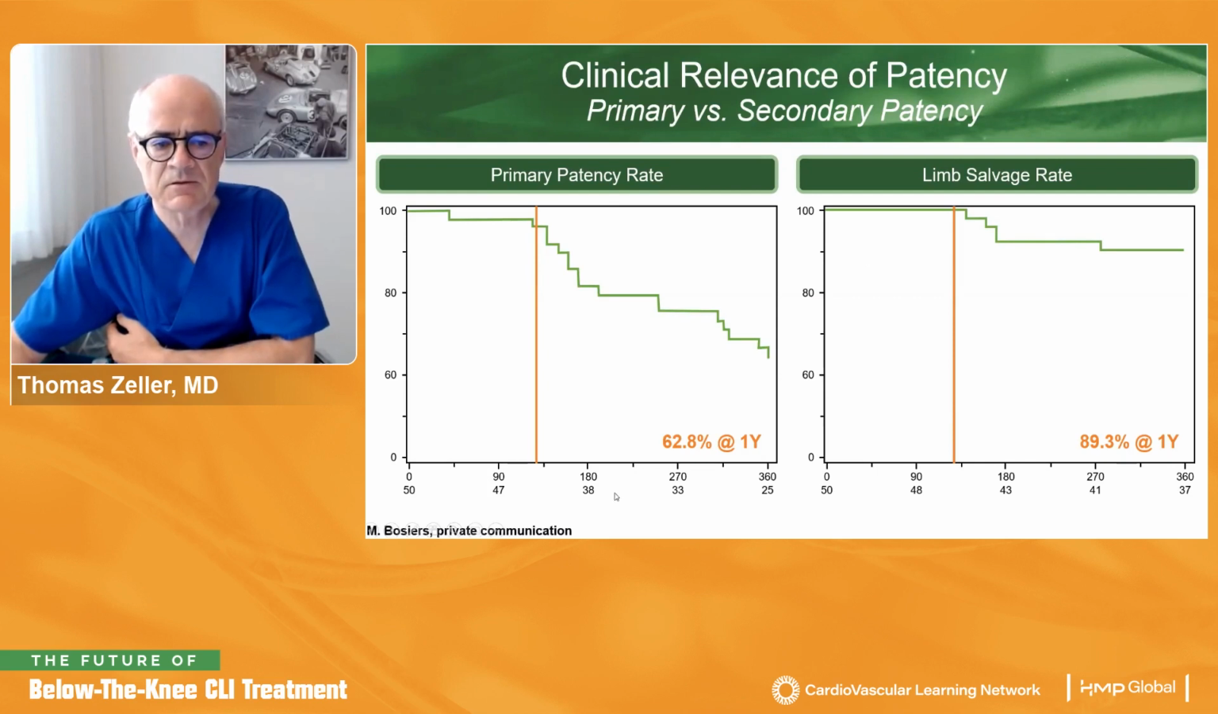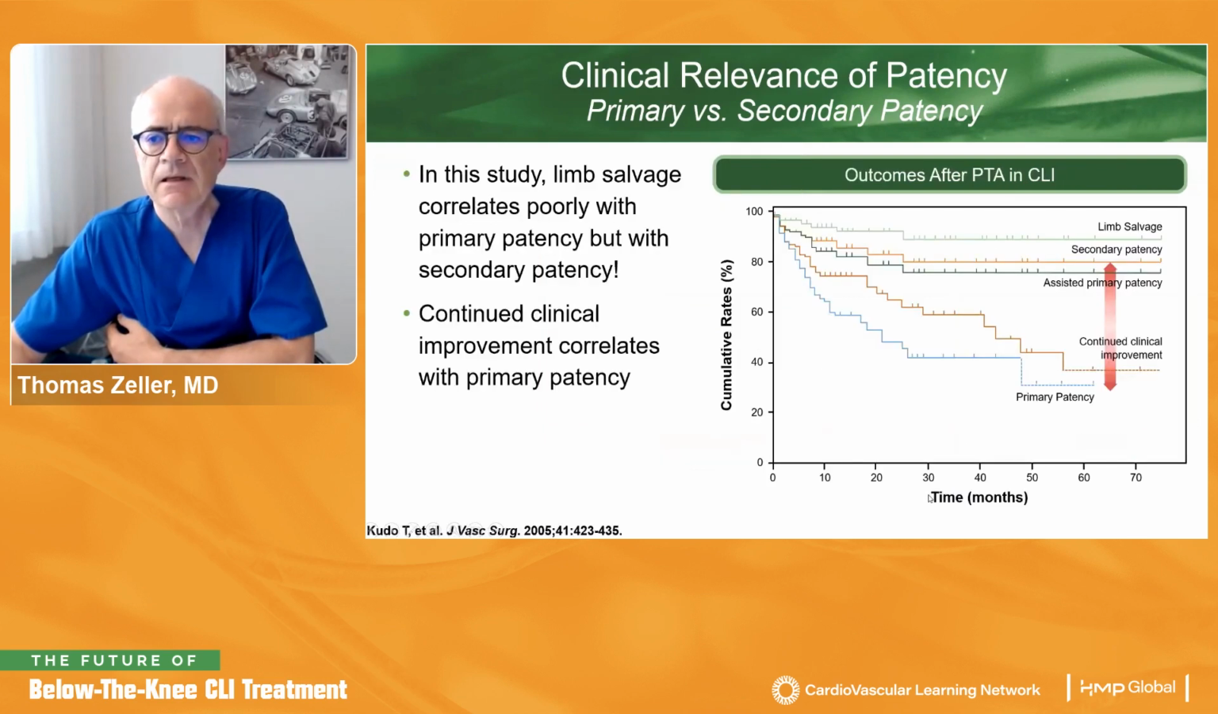This is a personal communication I got from Marc Bossiers from Belgium, clearly showing that with beginning of loss of patency, limb salvage rate was decreasing over time. It's often discussed that primary patency is not related to limb salvage. However, primary patency is clearly related to a continued clinical improvement.